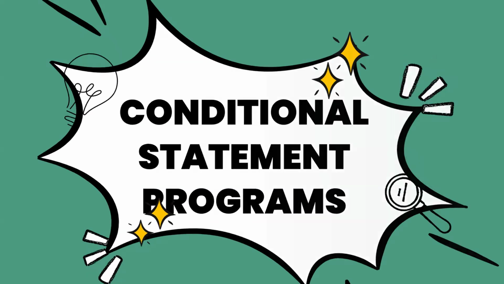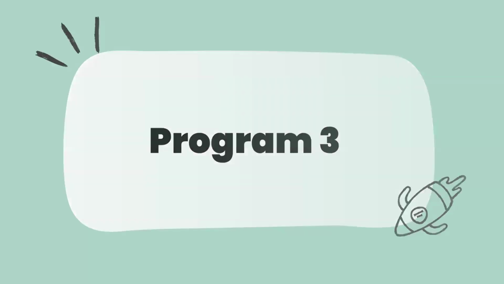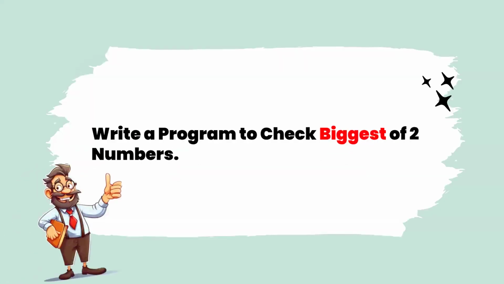Now, let us see the problem statement first. So, coming to the problem statement, we need to find biggest of two numbers. Okay. So, how many outcomes do you think we'll have? Biggest of two numbers. Which one should we use? Simple if else, or if elif else, or nested if, or anything else in your mind?